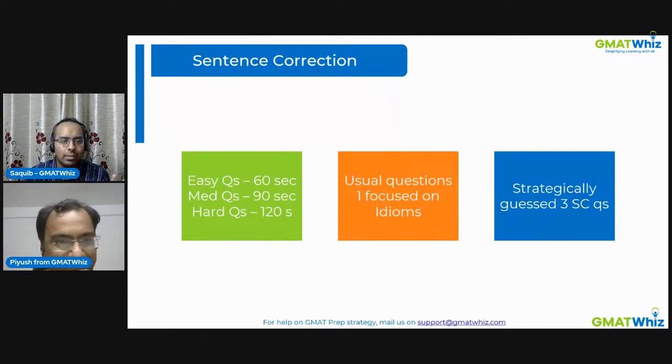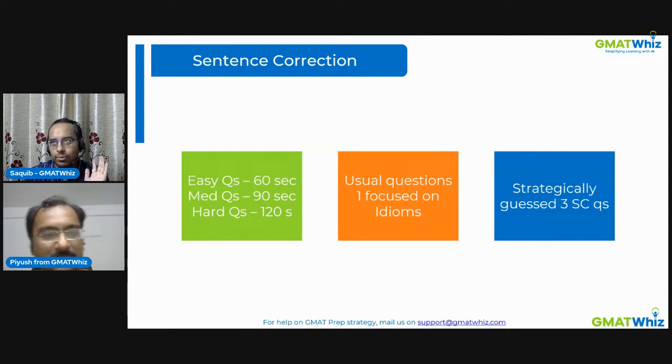And as far as my timing was concerned, my timing was kind of sorted. Thankfully, easy questions I used to solve within 40 to 60 seconds. Medium time was also fine, between 1.5, and hard, again, the same like CR. If I'm spending more than 2 minutes, I might have missed something out there, so I have to take a call. What do I need to do?